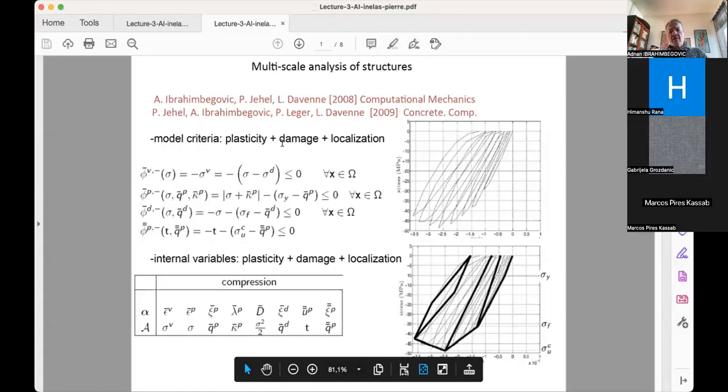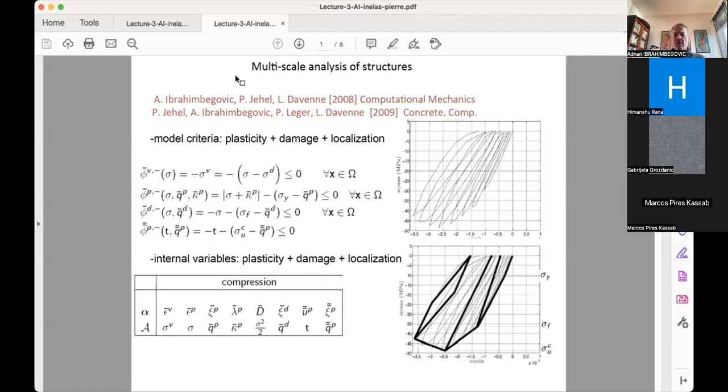So basically, there was another doctoral student that also worked on that. That was Pierre Géel, who is now a lecturer at École Centrale de Paris. So what we've done with Pierre, we were studying the dynamics of concrete-like behavior.